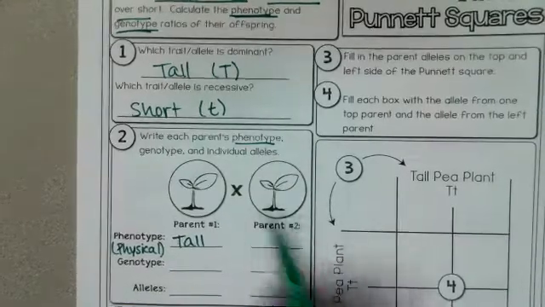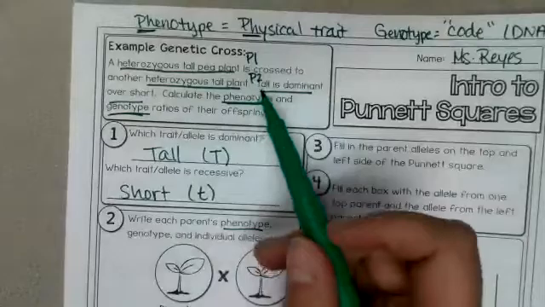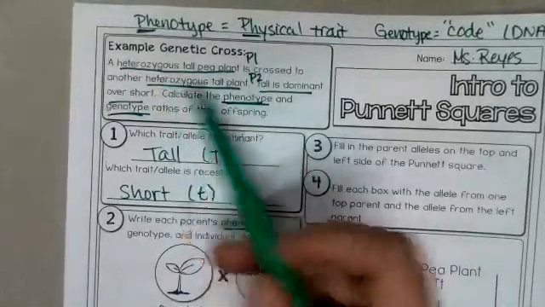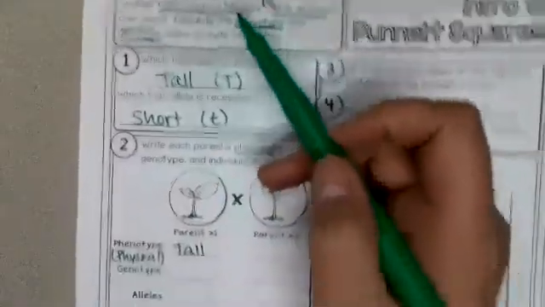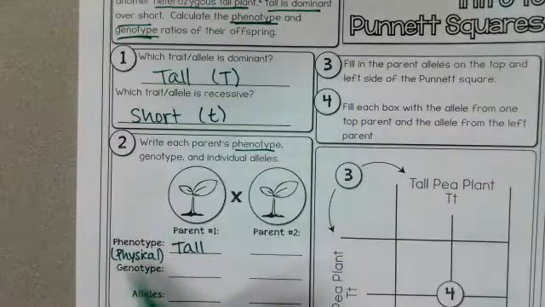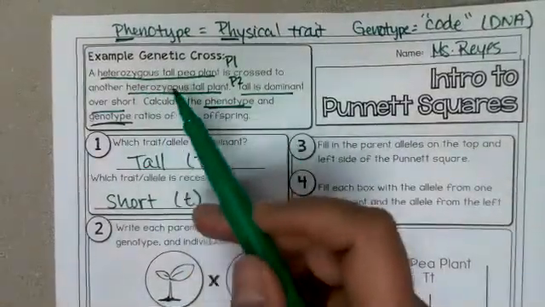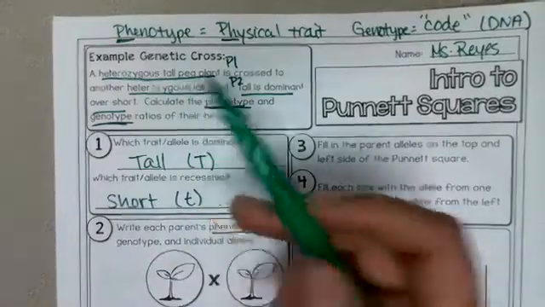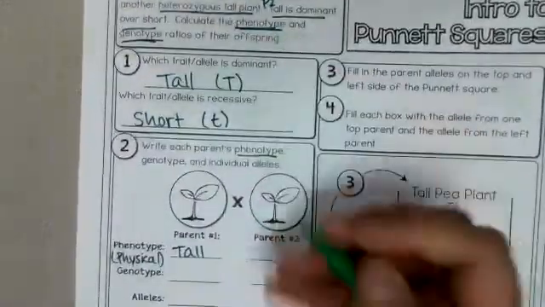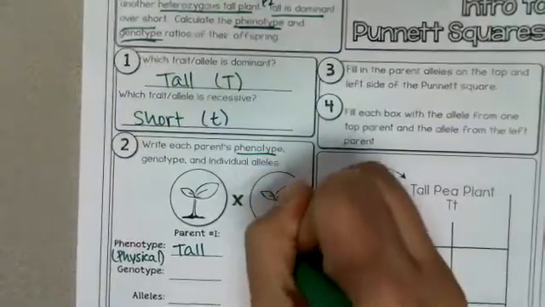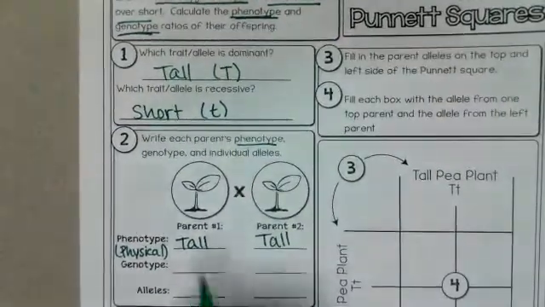All right, on to parent number two. So if we look at parent number two here, we will see that the phenotype, and once again, the phenotype is the physical trait. The phenotype, again, we have heterozygous, that is not a phenotype, but tall is a phenotype. So we can go ahead and write tall in that spot.